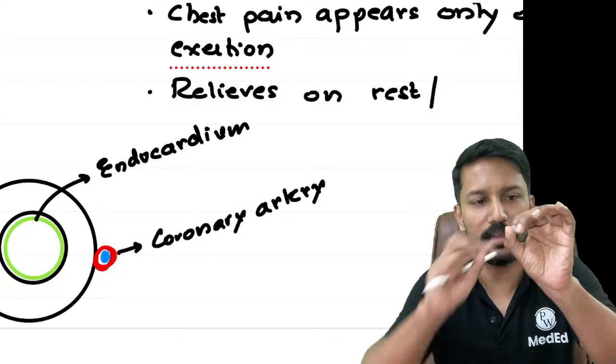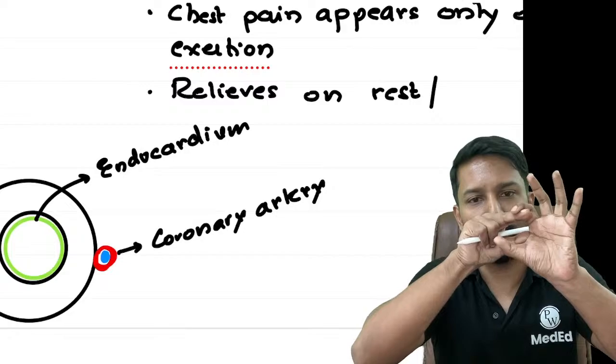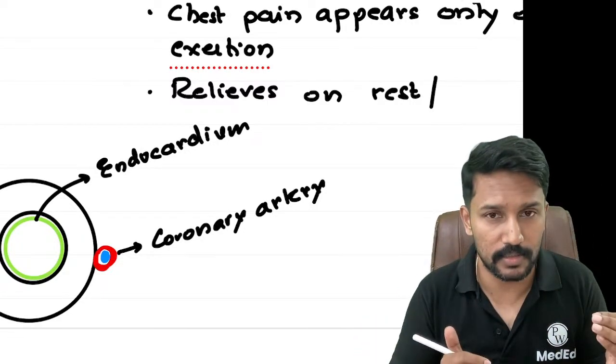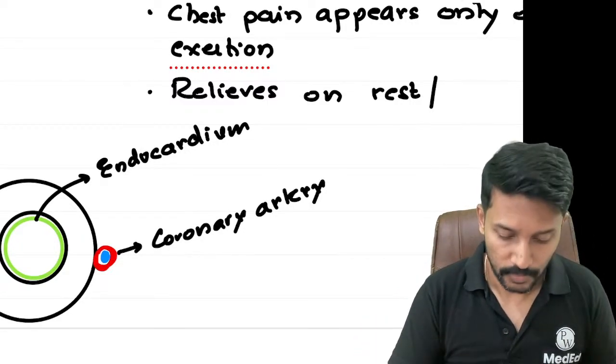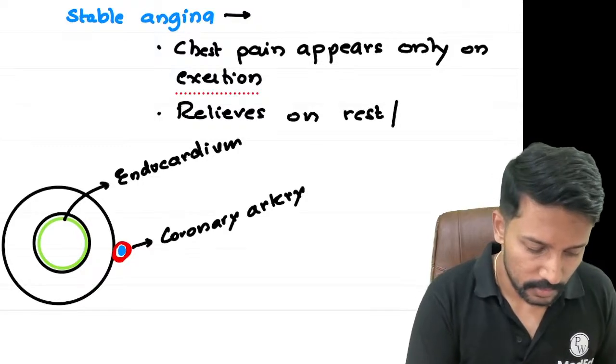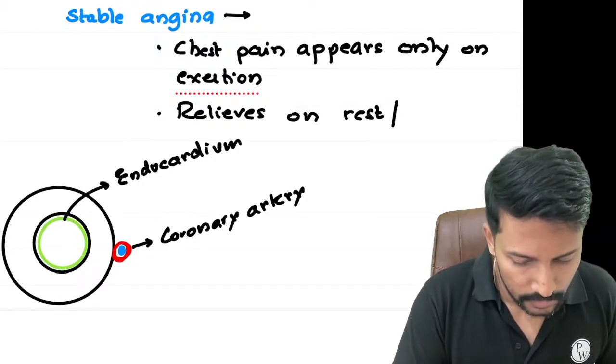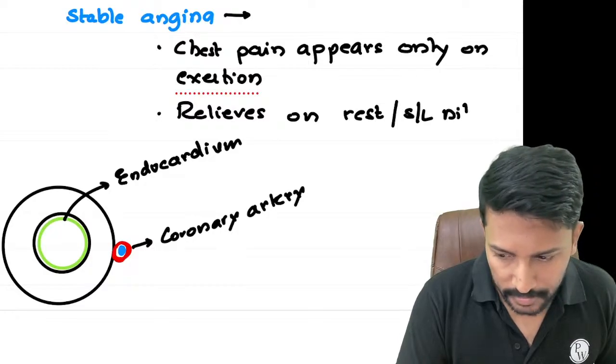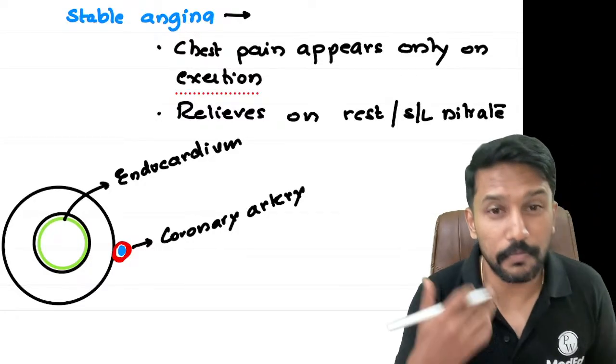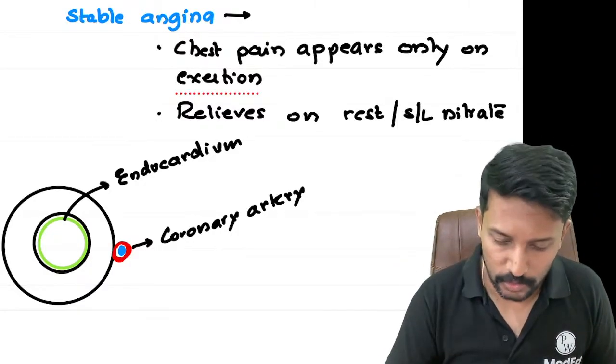is dilated, right? This is an artery, there is a partial block, but if I dilate the artery, then the lumen increases and the blood flow increases. So that can also relieve the chest pain. So chest pain gets relieved on rest or taking sublingual nitrate. Why are we choosing the sublingual? Because that is the fastest route of onset of action.